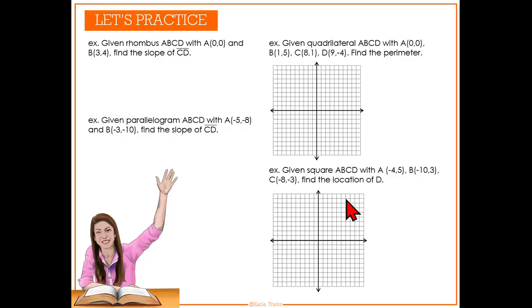Then they're going to want us to do a couple of things. They give us this quadrilateral ABCD and they want us to find the perimeter. Perimeter is the total distance around the shape added together. So that means we're going to have to be using the distance formula. And then given square ABCD with these points, they want us to use the fact that this is a square to find that last location. Go ahead and give it a pause and see if you can try this. If you can't figure it out, it's okay. We're learning it, so let's go through and take a chance.